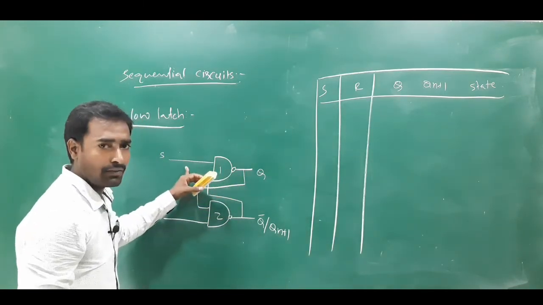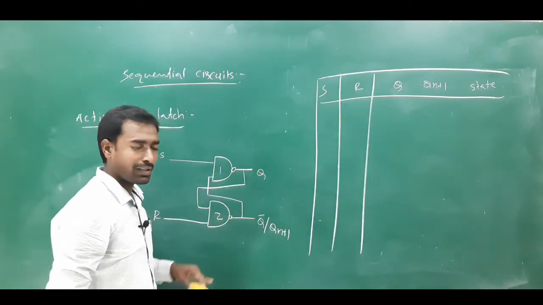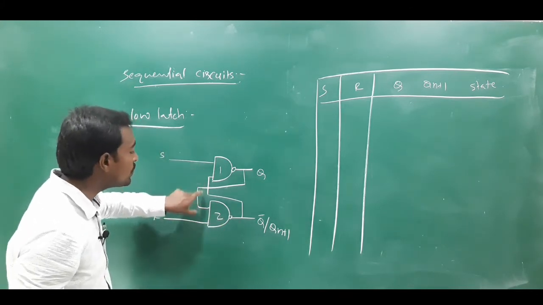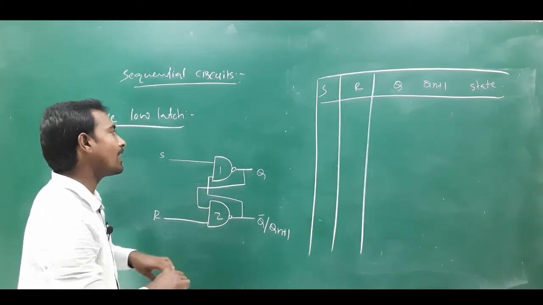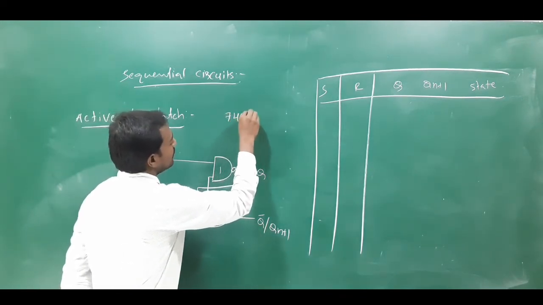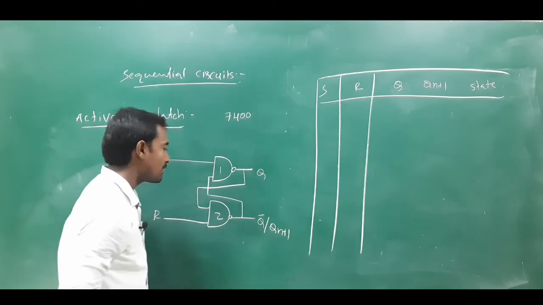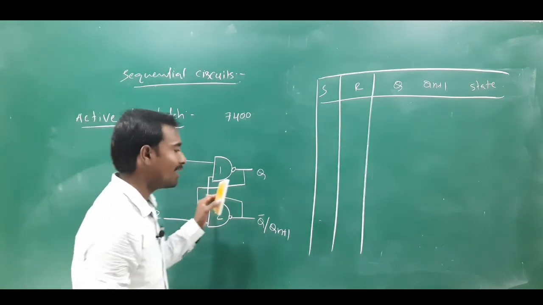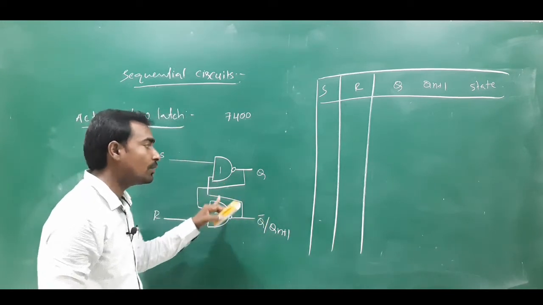Here we have different ICs: AND gate, OR gate, NAND gate, NOR gate. But here we are using the two input NAND gate. This has the IC number 7400, which is the IC number of the two input NAND gate.